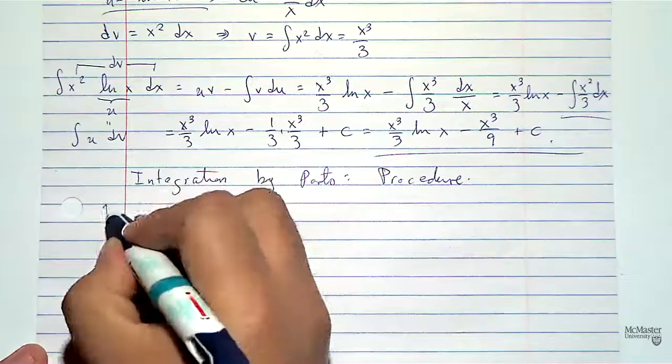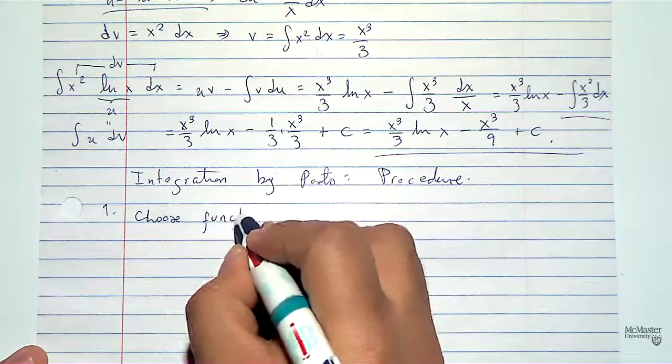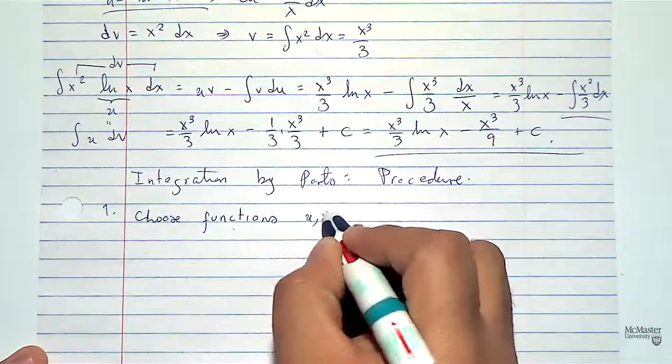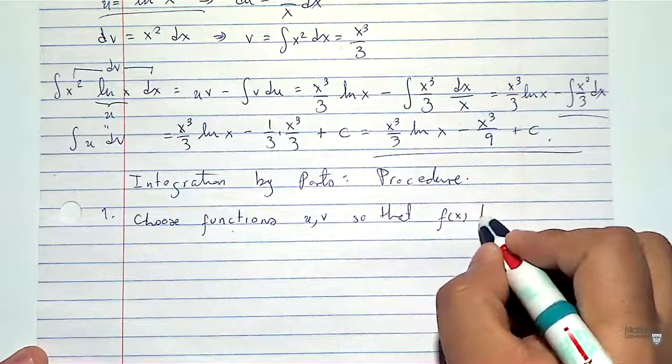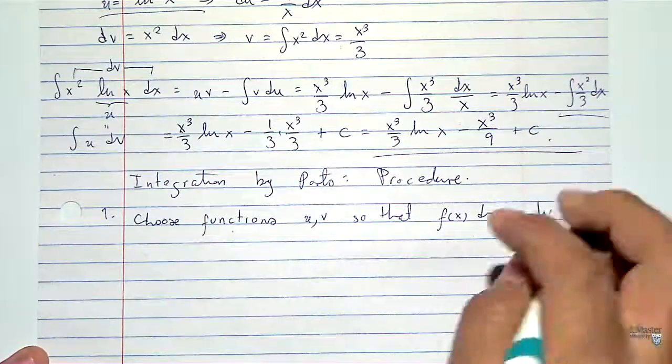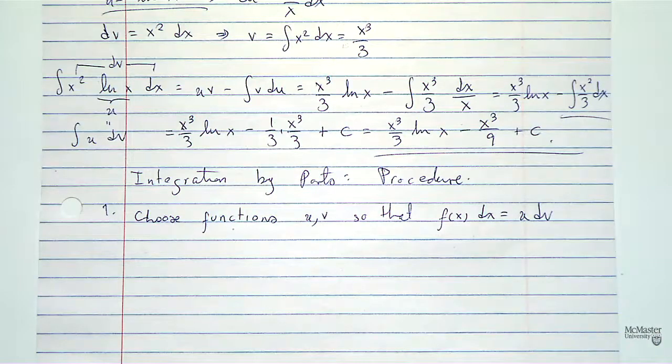So the first step would be to choose functions u and b such that f of x dx equals u db. That's basically what you want to integrate. We could have done different splittings if you think about it.